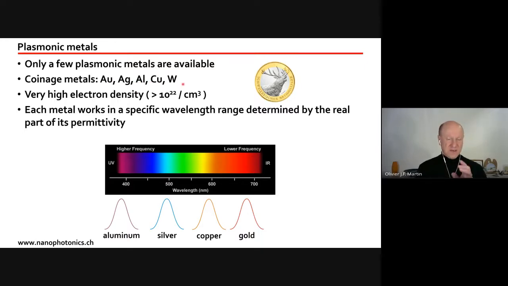And the criterion for having this strong optical resonance is that these materials have a very, very high density of free electrons. Of course, the condition that we have seen, epsilon equal to -2, will be different for each metal. So aluminum, silver, copper will have different resonance wavelengths and will produce plasmonic effects in different parts of the visible spectrum.